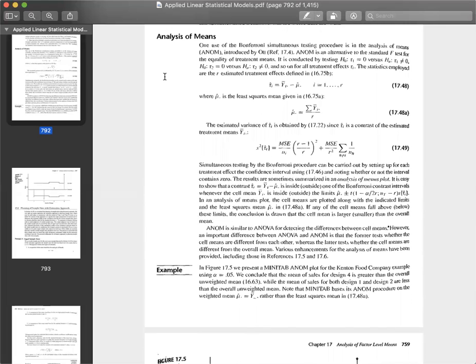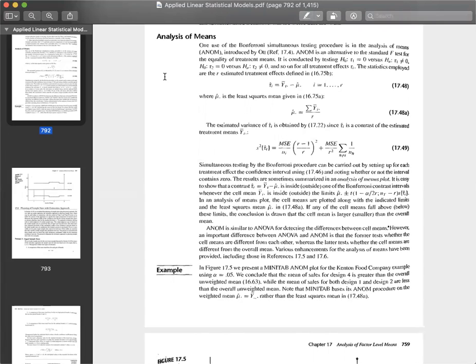The analysis of means. One use of the Bonferroni simultaneous testing procedure is the analysis of means. ANOM is an alternative to the standard F-test for the equality of treatment means. It is conducted by testing the null hypothesis tau 1 equals 0 versus it not equaling 0, and the null hypothesis of tau 2 equaling 0 versus it not equaling 0, and so on for all treatment effects tau i.